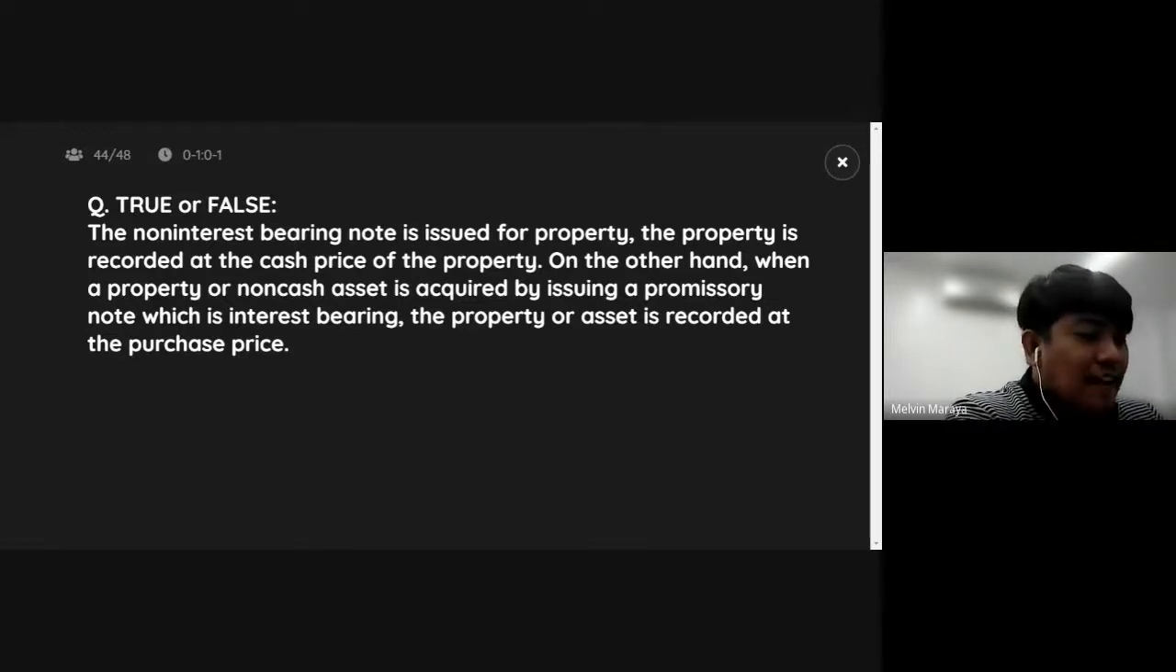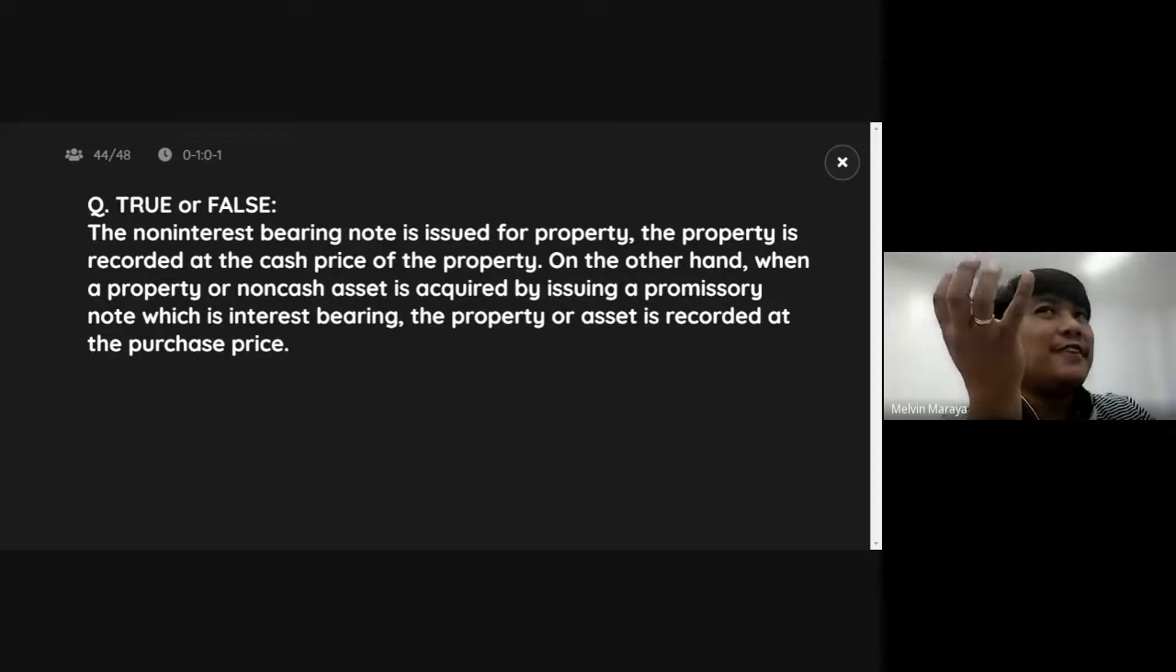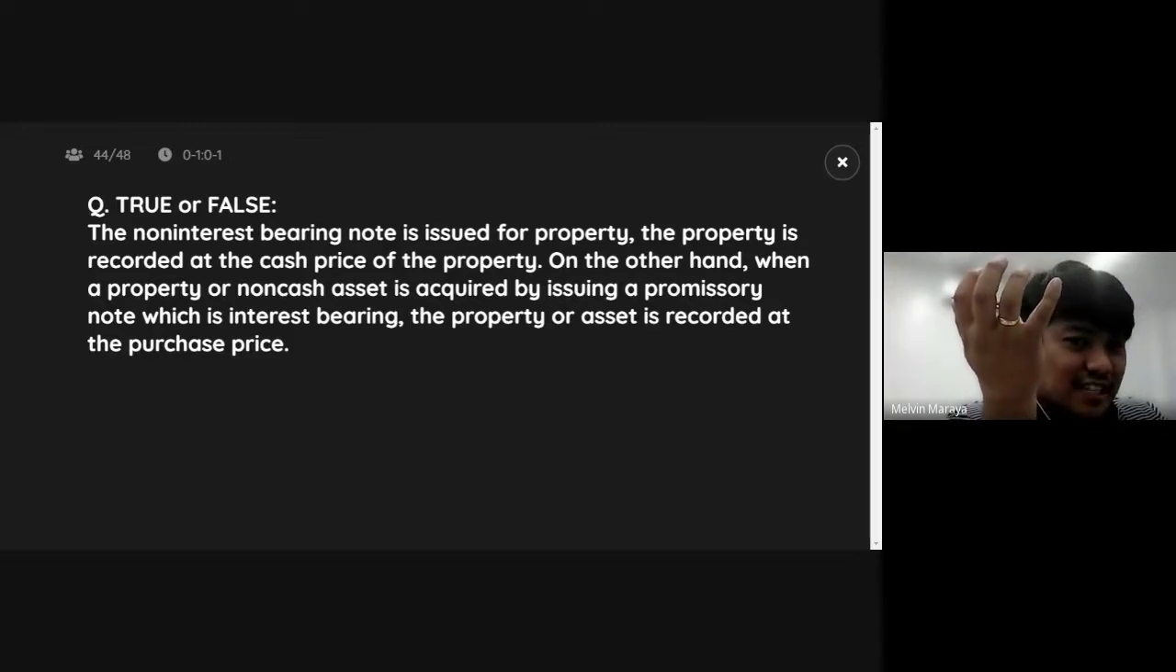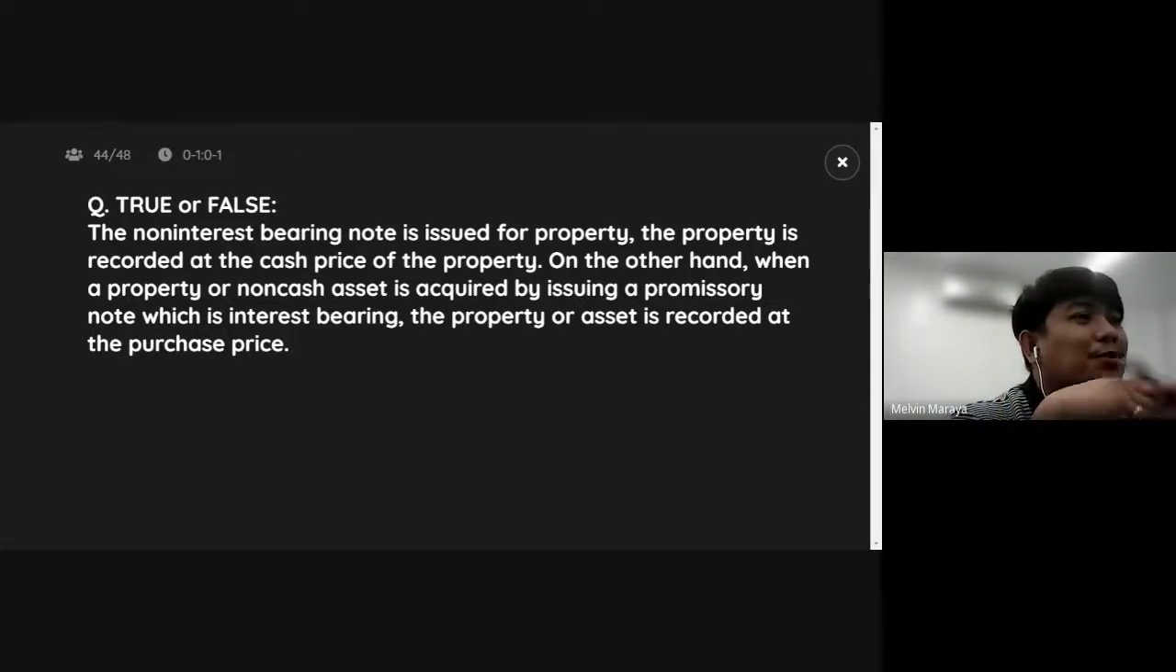Take note of this as well in relation to this statement. The difference between the cash price and the face value of the note, on non-interest bearing, is assumed to be or presumed to be the imputed interest of the note. Pag sinabi pong imputed, ibig sabihin, kasi this is non-interest bearing, in substance, there is interest, but in form, there is none. Under substance over form, even if it is non-interest, there is an interest there.